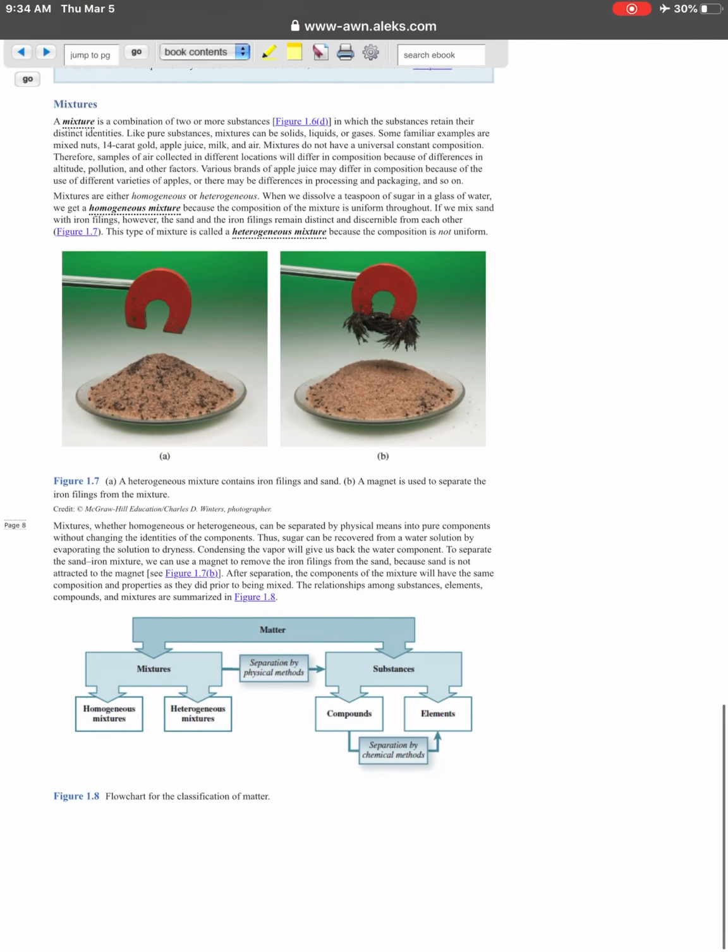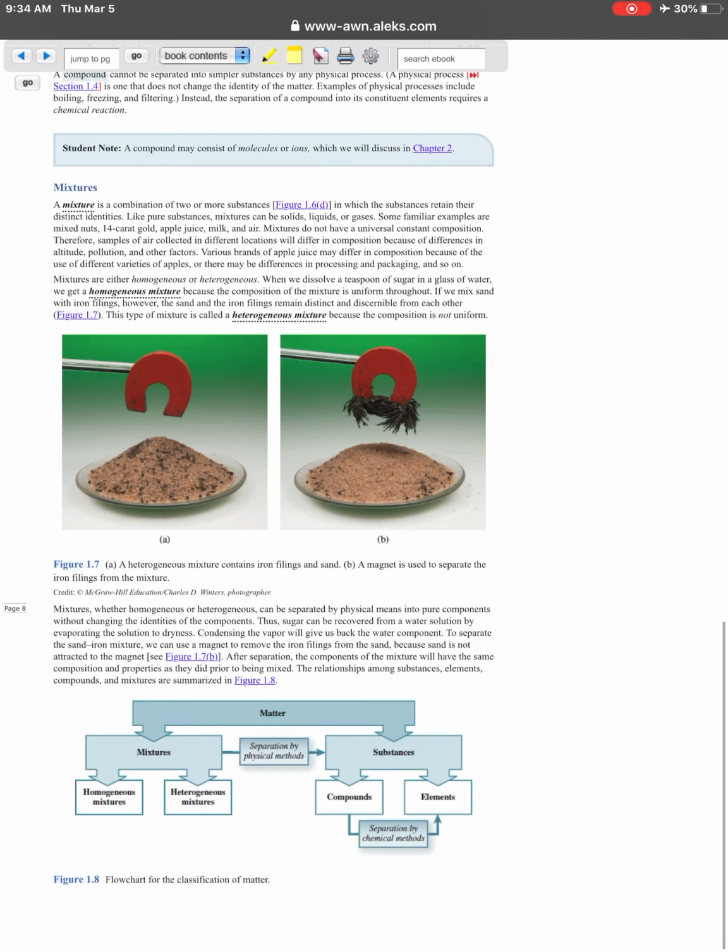Okay. And then finally, in figure 1.8, there's a little flow chart shown here to give you a sort of overview of this classification of matter. So we're talking about matter. Everything that the universe is made out of can be made out of mixtures. And so the mixture, for example, a mixture could be sugar in water, and that would be a mixture because you have sugar and you have water. That would be a homogeneous mixture, most likely, if you've mixed it well.